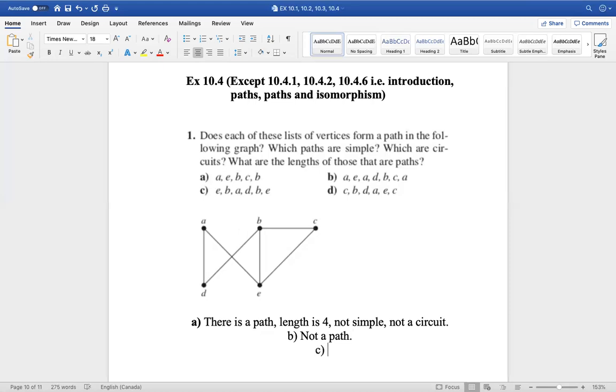Part C. For part C, we have E to B. We take the path from E to B, and then we go to A, but now we cannot go directly to A, right? Because B is not adjacent to A. Therefore, we say that this is not a path either.